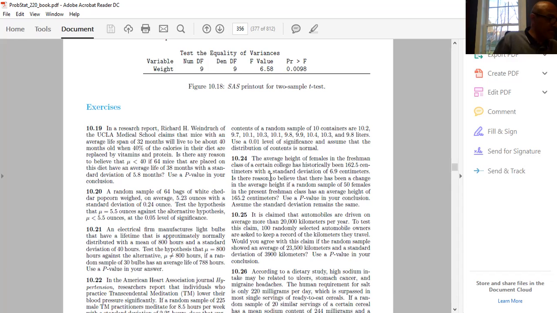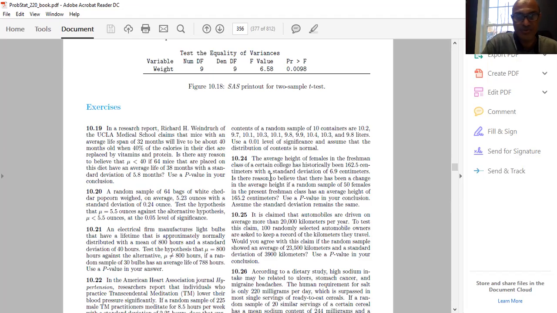So example 10.19 says that in a research report, Richard H. Weindruch of the UCLA, University of California, Los Angeles, medical school claims that mice with an average lifespan of 32 months will have to be about 40 months old when 40% of the calories are replaced by vitamin and protein. Is there any reason to believe that nu is less than 40 if 64 mice that are placed on this diet have an average life of 38 months with a standard deviation of 5.8 months?